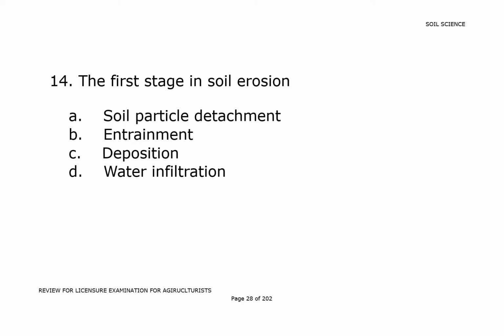Number 14. The first stage in soil erosion. A. Soil particle detachment, B. Entrainment, C. Deposition, or D. Water infiltration. The answer is soil particle detachment.